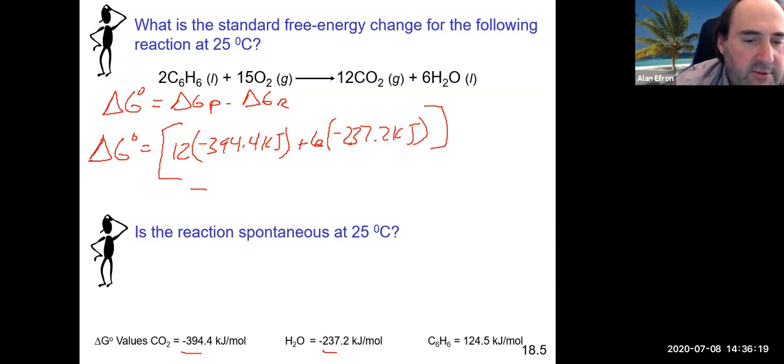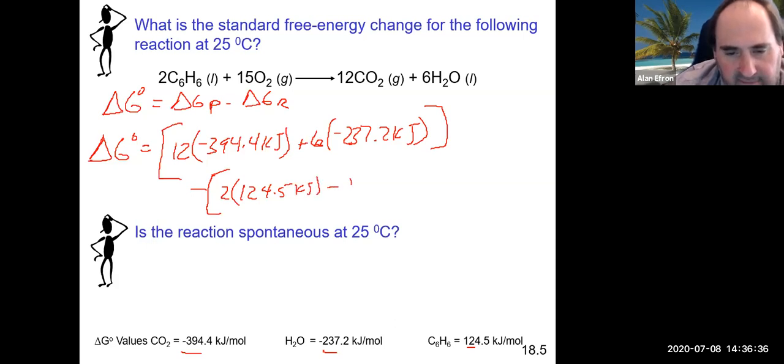We're then going to subtract it from our reactant side, which was our initial set of conditions. And that's going to be 2 times our C6H6, which is benzene. Looks like it's over here, 124.5.